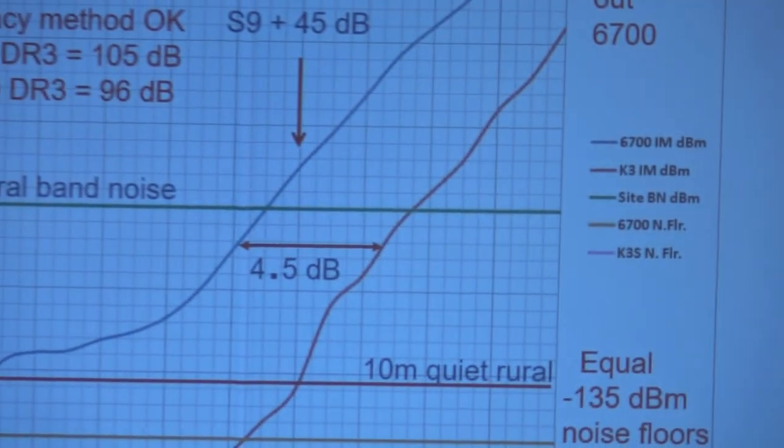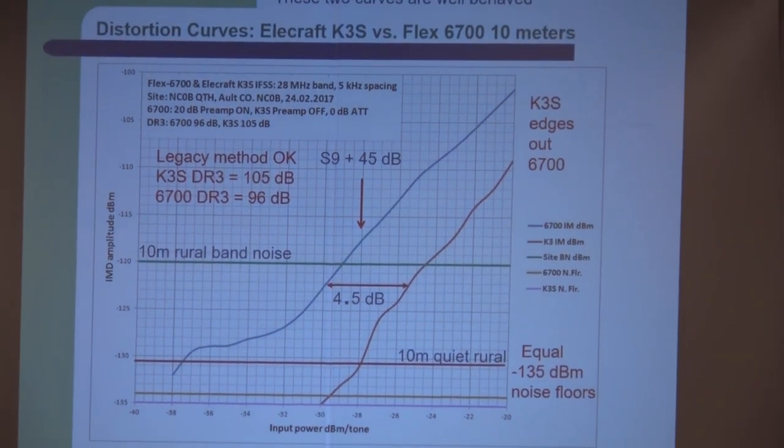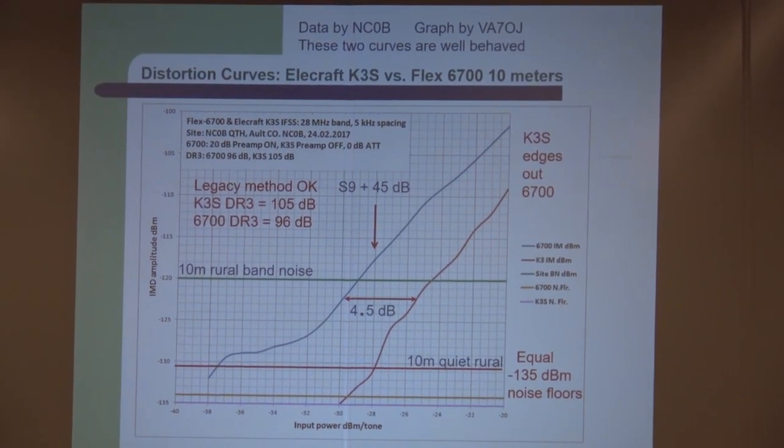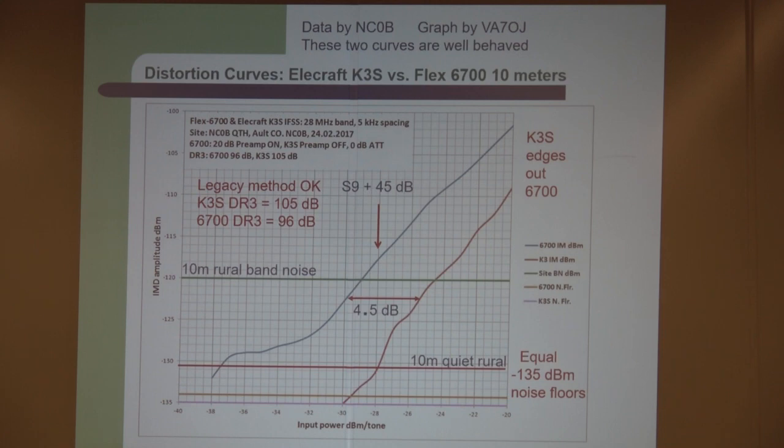So now here's a case where we've got a not-funny curve. It kind of looks like a sine wave. And this was a comparison between the K3S and the Flex 6700 on 10 meters. I wanted to make the test as fair as possible, which is what I always want to do. So we set the radios so the noise floor of the two radios was identical, minus 135 dBm. In the case of the K3S, that was with the preamp off. In the case of the 6700, that was with the 20 dB preamp on. Identical noise floor, and then I graphed the signal in versus the distortion.